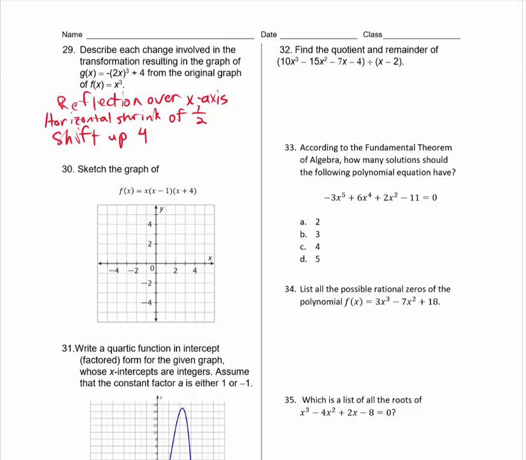30, sketch the graph. This is actually a similar method of what we would want to do on the one we sketched earlier. We've got zeros here of 0, 1, and negative 4. They all have a multiplicity of 1, so we're actually going to go through our graph for all of these.